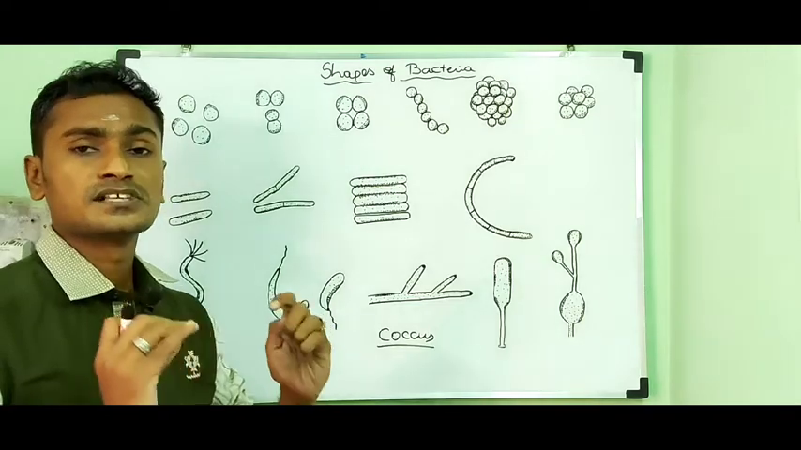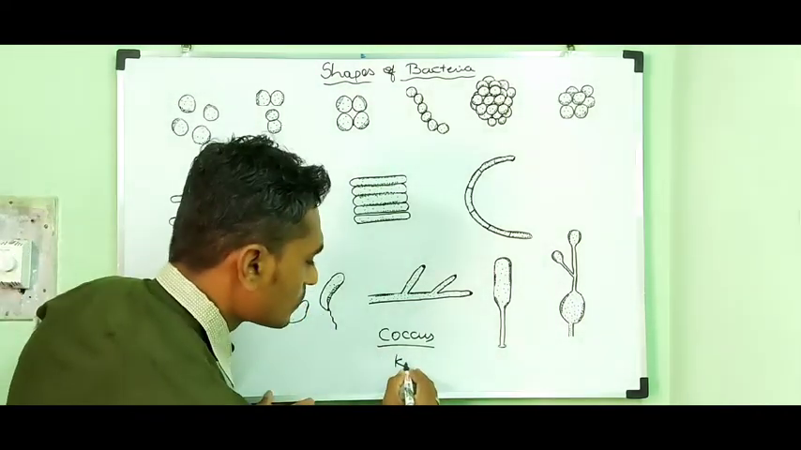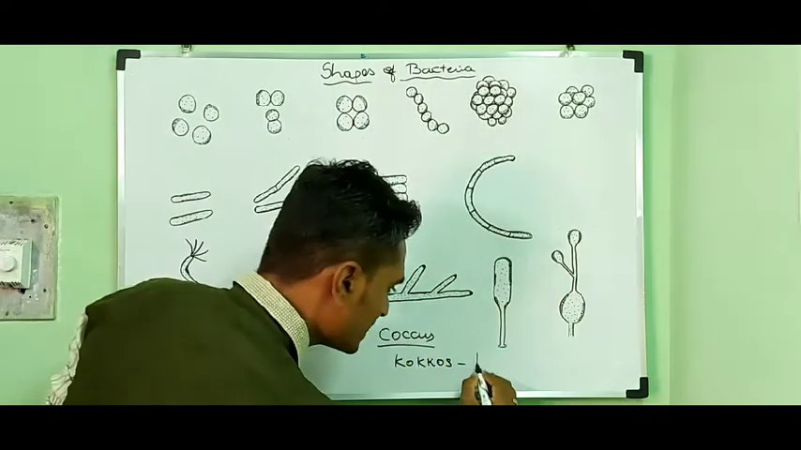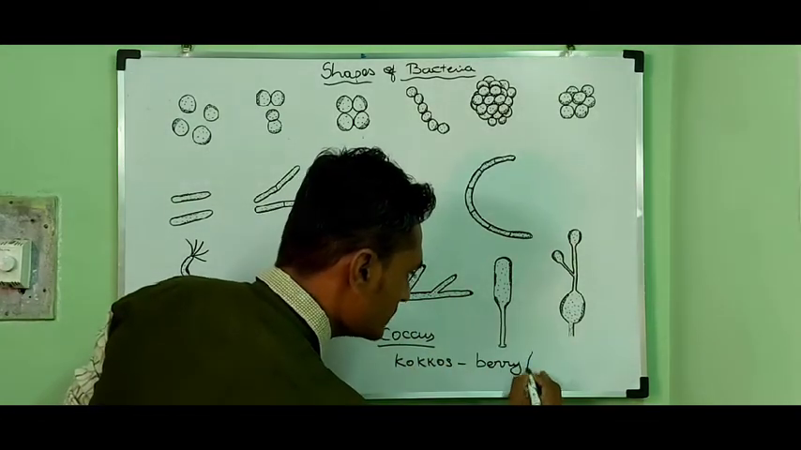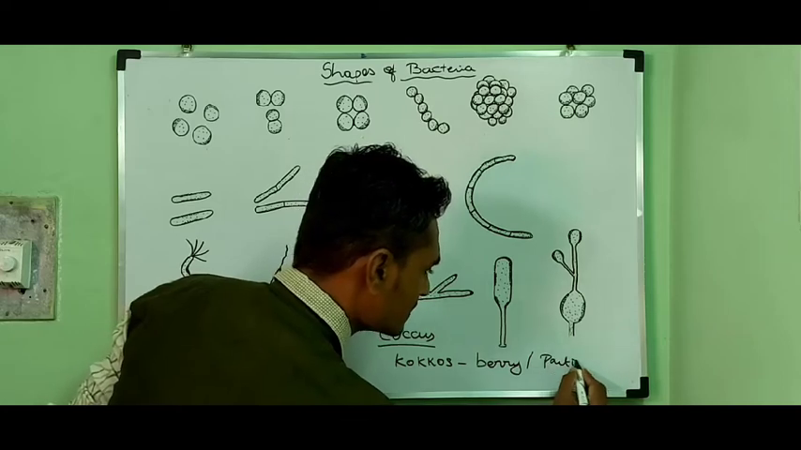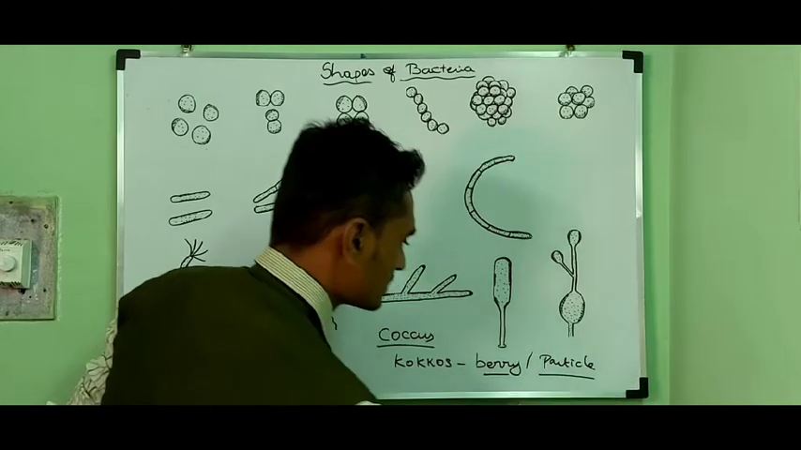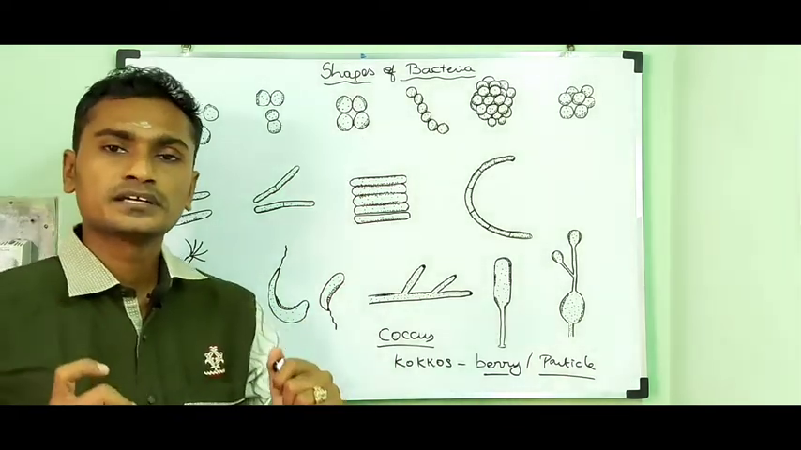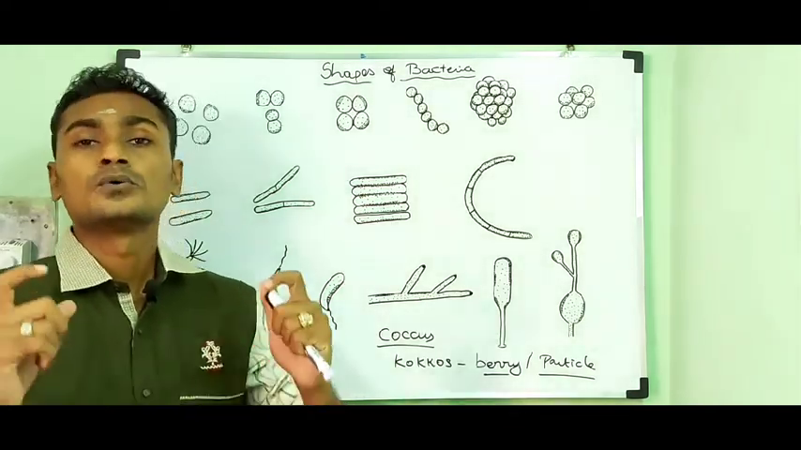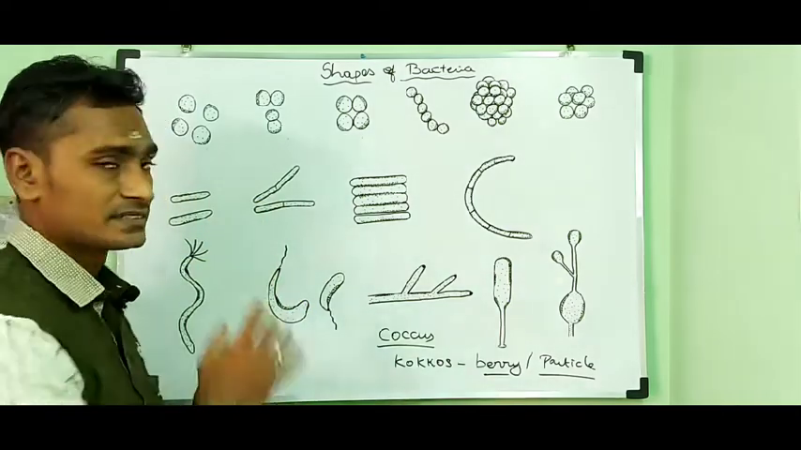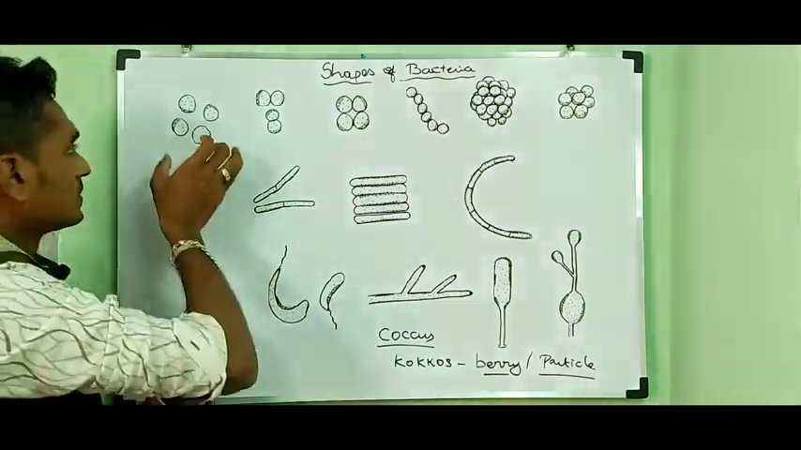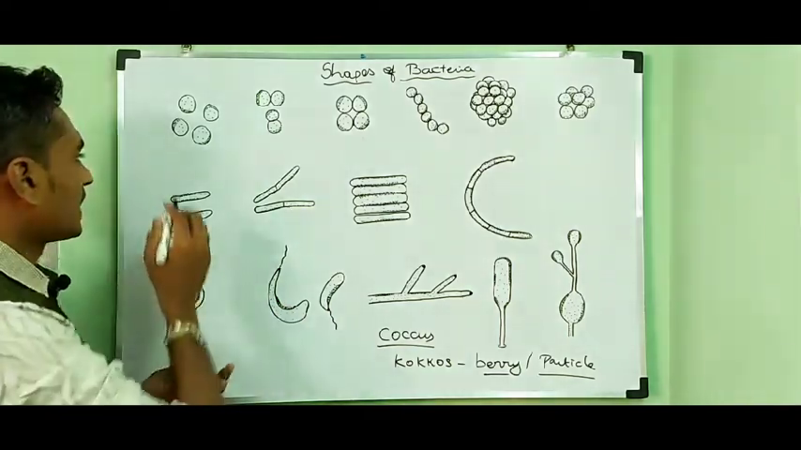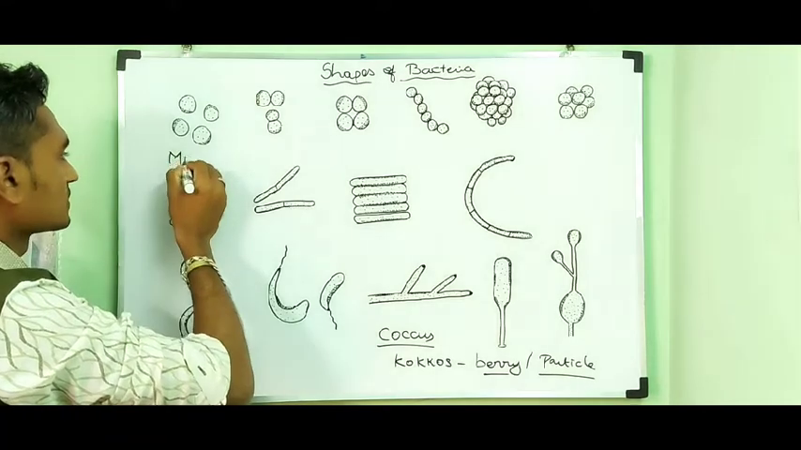Actually, coccus is a Greek term that means berry or particle. So coccus is a round or spherical or ellipsoidal or ovoidal bacteria. If the coccus bacteria occur singly, that bacteria is called micrococcus.